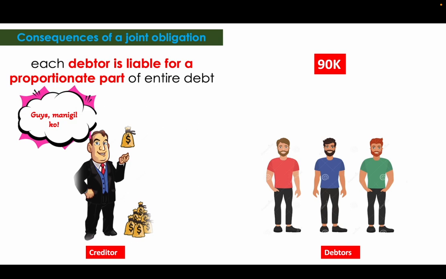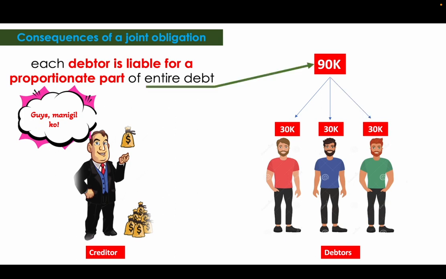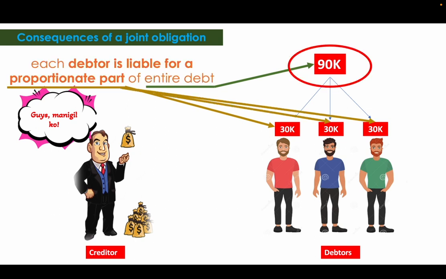Since we said proportionate, if the creditor says, guys, I will collect your debt of 90,000, how much is each one's share? Only a proportionate part of the entire debt. Therefore, 90,000 divided by 3 is 30,000 for red, 30,000 for blue, and 30,000 for green. The entire debt, again, how much? 90,000. It must be proportionately divided into 3 because there are three debtors. 30k for red, 30k for blue, 30k for green. Again, each debtor is liable for a proportionate part of the entire debt.